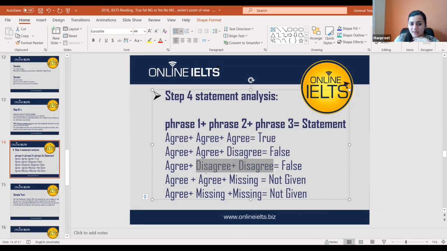Similarly here, one phrase can agree, and the others disagree. Wherever any of the phrases disagree, wherever the information is opposite, it contradicts with the passage, and your answer would be false. There can't be any other answer if it contradicts. And if the information is missing, some of the information would definitely be there in the passage, but the main part of the question would be missing from the passage. In that case, the answer would be not given.